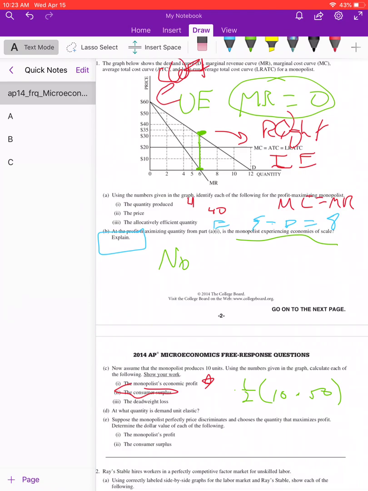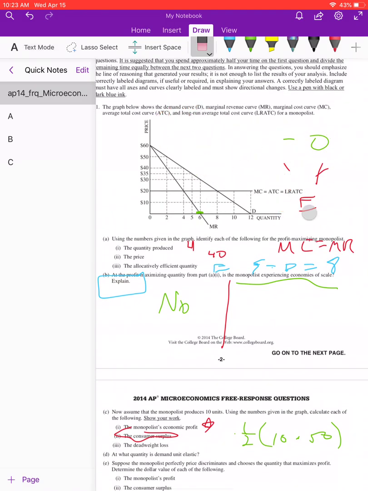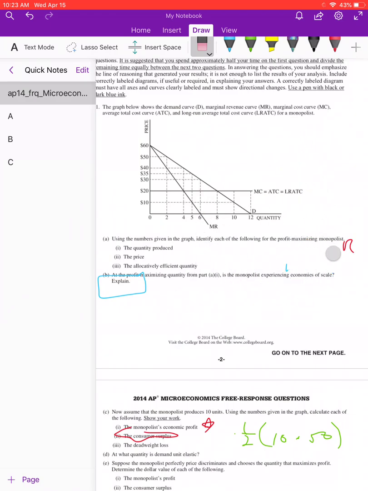And finally, suppose that the monopolist is a perfect price discriminator and chooses the quantity that maximizes profit. Okay, that's easy. Let me get this back to where we need to be. I'm going to erase everything yet again. And so in this instance, then, if a monopolist is a perfect price discriminator, that means they're going to take every bit of the consumer surplus for themselves, and they are going to produce at equilibrium. And so without further ado, they're going to go all the way to equilibrium. They're going to produce right there, so there's our quantity.